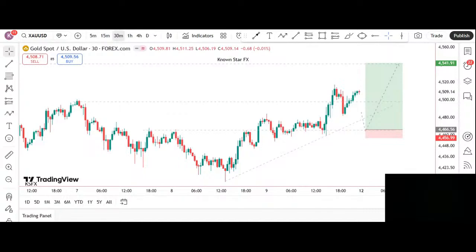What if it breaks below the support? What if it breaks below the support? So I'm going to be attending to that question as well.